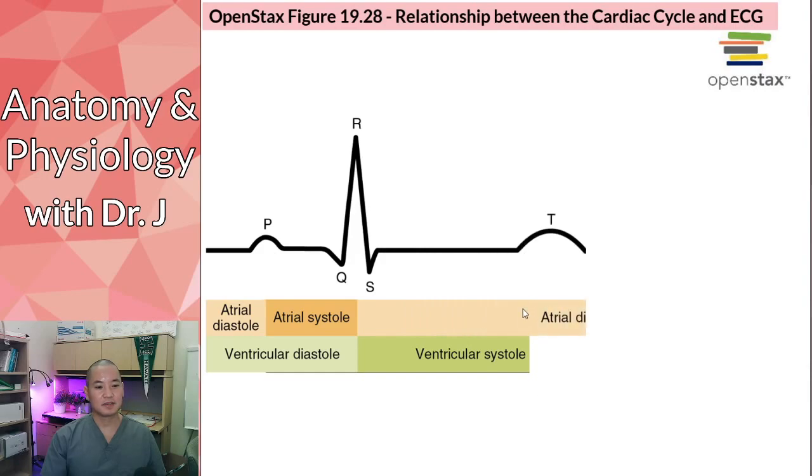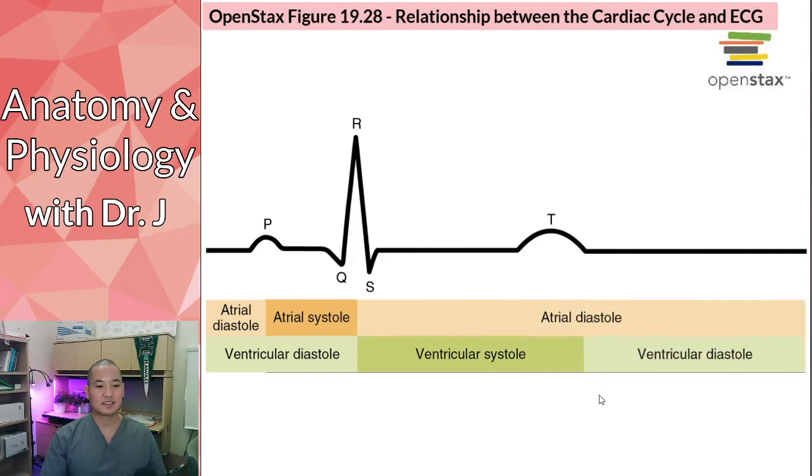And then the T wave is caused by repolarization and resetting of all the ventricular cardiomyocytes that contracted. This is the onset of ventricular diastole. Now all your muscle cells are undoing those previous action potentials and trying to relax.